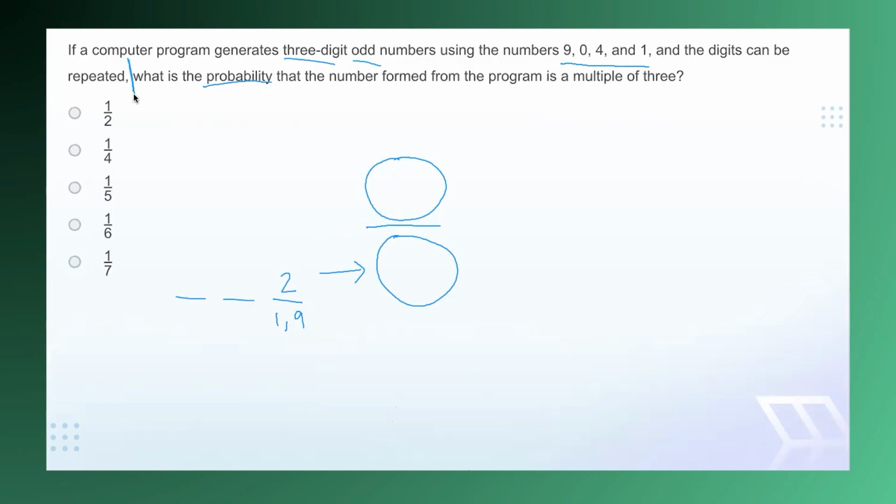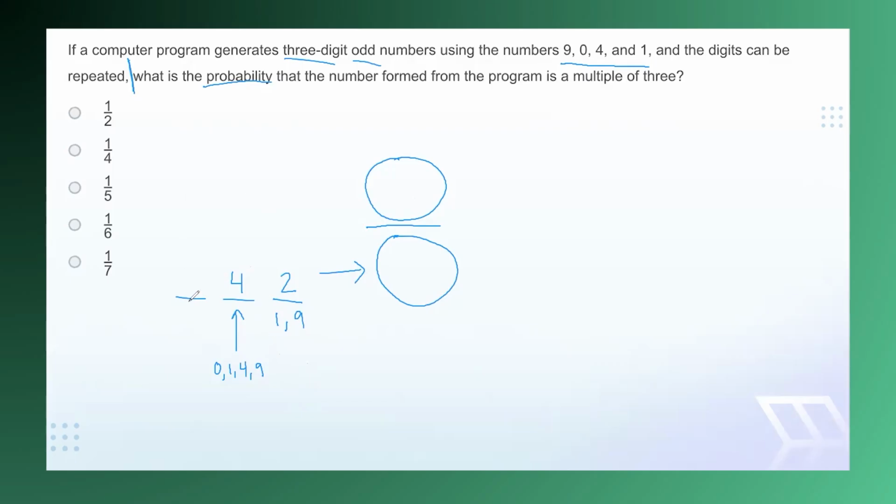I know that digits can be repeated, so it can be any one of those 4 digits: 0, 1, 4, or 9, giving me 4 options for my middle slot. Now, note the question stem gives us these numbers in a really odd order, and there is no real reason for that other than to confuse us. So as I am writing these out, I am putting them in ascending order, and that's just going to make them easier to work with while I'm solving later.